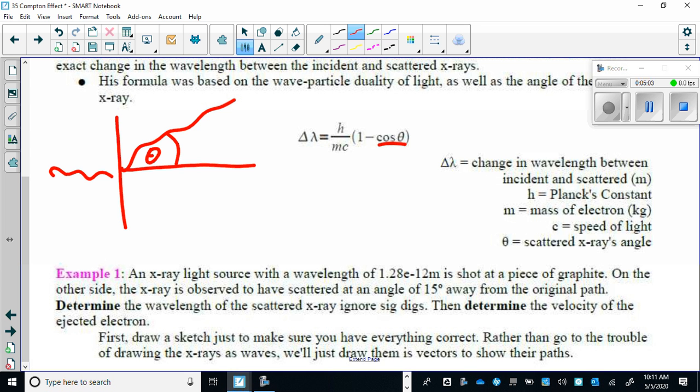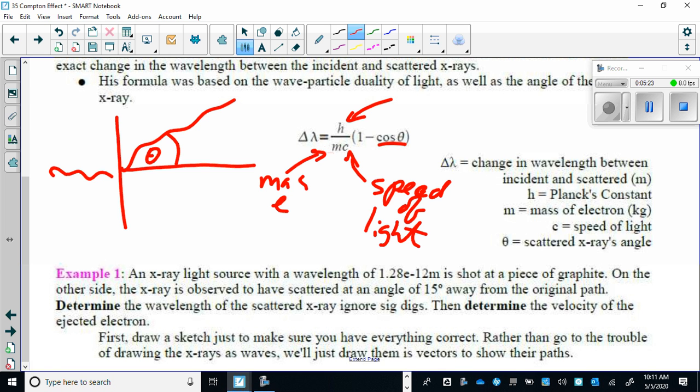What's unusual in this formula is the h over mc. They're all constants: h, Planck's constant; the m is the mass of an electron, and c, we all know, is the speed of light. Mass of an electron, this is the speed of light, which is very unusual, isn't it? It's very unusual because we know that nothing that has mass can move at the speed of light. We believe that. And therefore, it's very unusual to be multiplying the mass of something with mass times the speed of light.